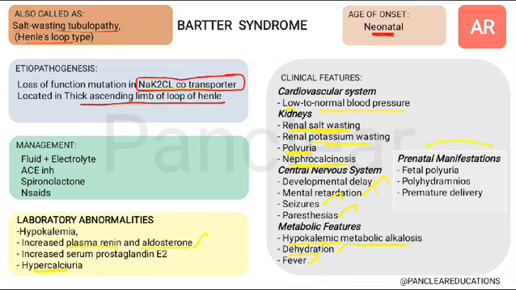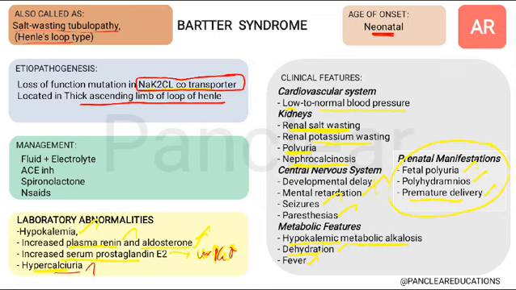Prenatal manifestations: when there is prenatal Bartter, there is going to be fetal polyuria which is going to cause polyhydramnios and this can lead to premature delivery. So let's have a look at the laboratory abnormalities. So there is hypokalemia, increase in plasma renin and aldosterone, and there is increase in plasma prostaglandin levels which in turn cause increase in urine prostaglandin levels. So there is also hypercalciuria.